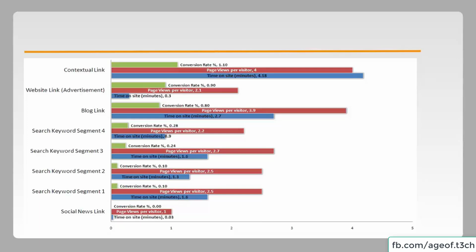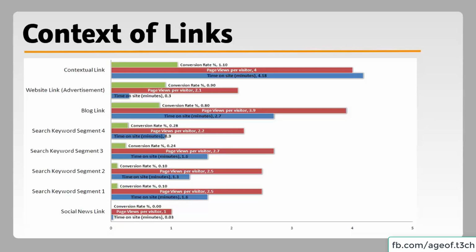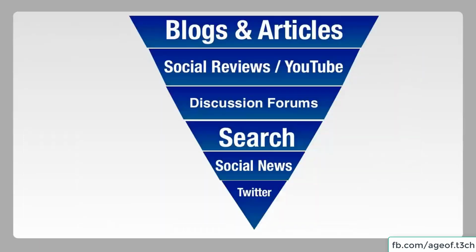People that came from search were a little bit lower. They all acted about the same based on which words they used. But we also found that people that came from social links only really looked at one page and were on the site for about a second or two. So we wanted to find out why that was, and it all came down to the context of what people were reading before they clicked the link.